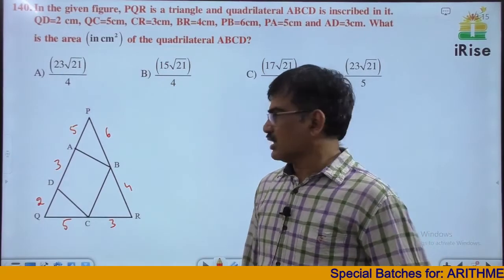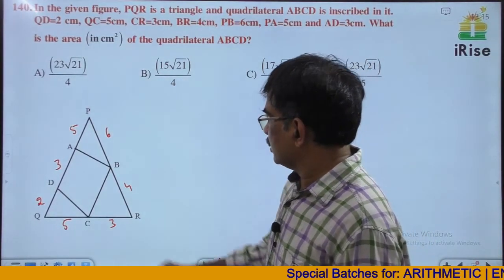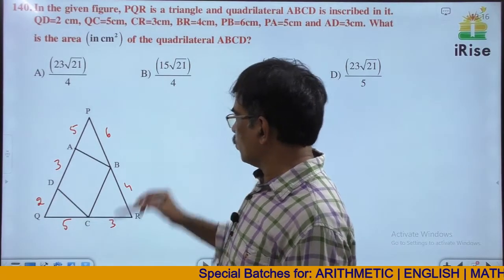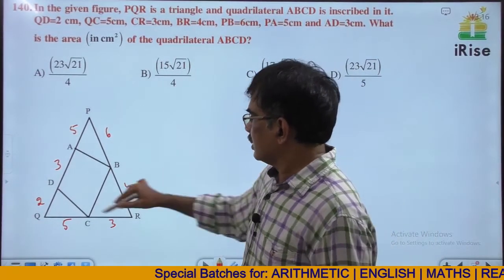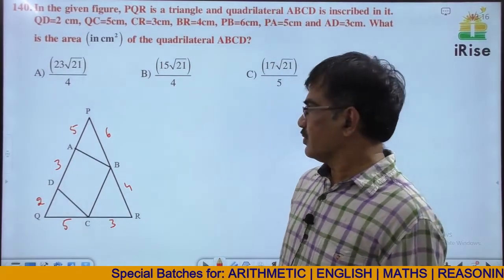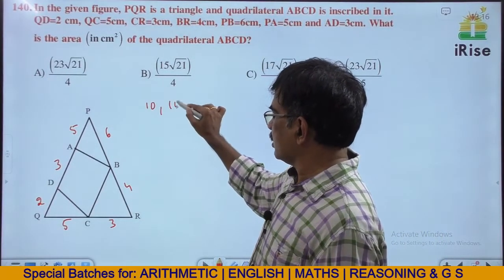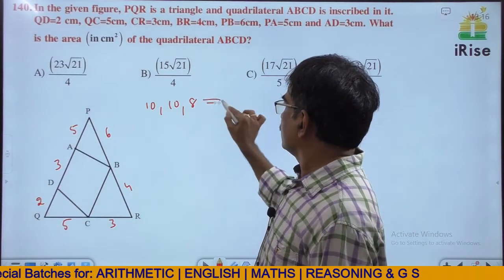Listen. First I want to find the total area. Here 5 plus 3 plus 2, 10. 6 plus 4, 10. So this is an isosceles triangle. In an isosceles triangle, the sides are 10, 10, 8. What is the area?